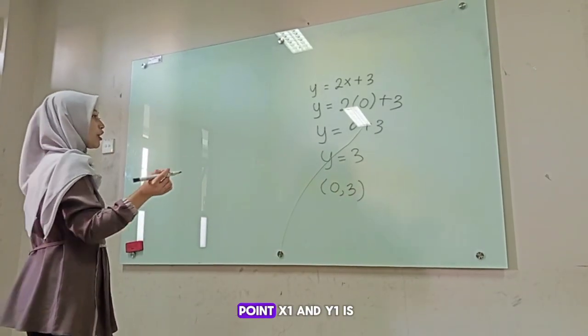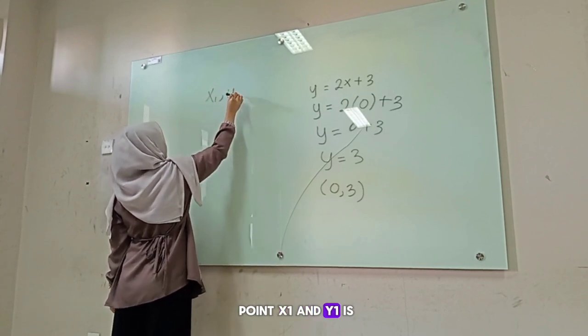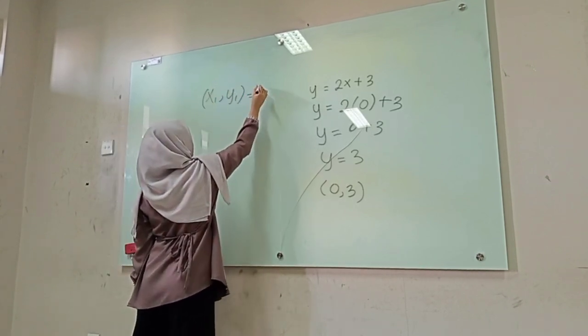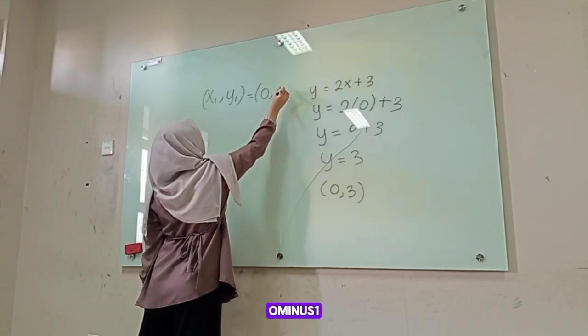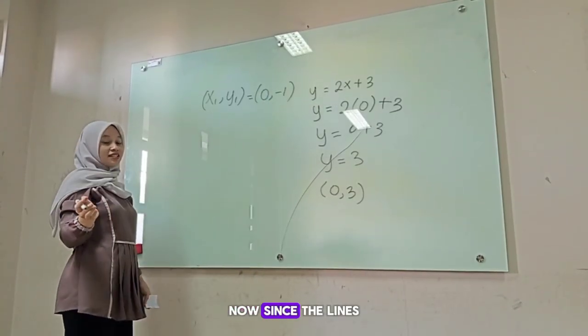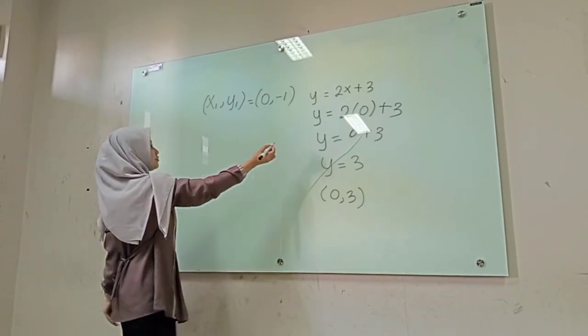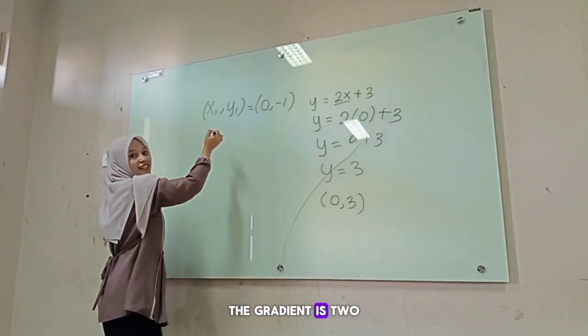If I have a point x1, y1 which is 0, negative 1. Now since the lines are parallel, what is the gradient? The gradient is 2.